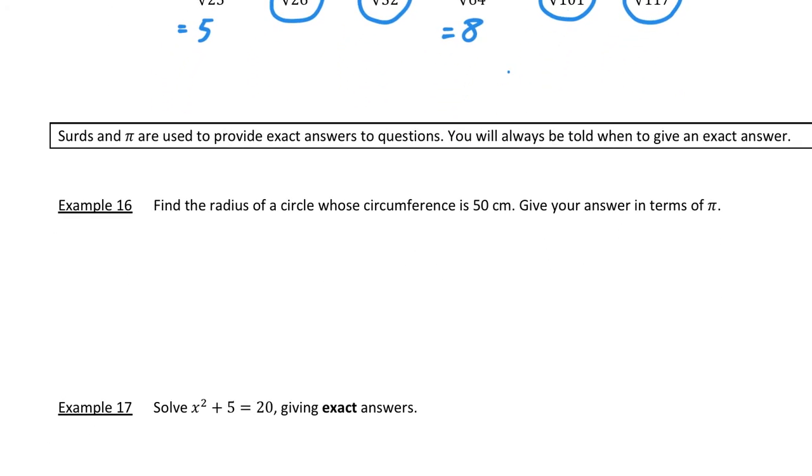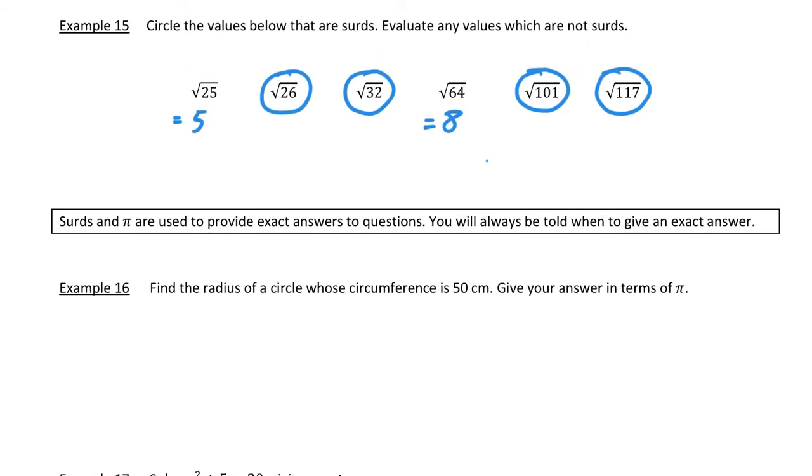This next thing says, surds and pi are used to provide exact answers to questions. So if you use a surd, like here, for example, we had our root of 26. Root of 26, you could work that out to be 5 point whatever it happens to be, but that is taken away from the power of the surd. So the power of the surd is that it's perfect. Root of 26 is the exact answer. So if you use root of 26 as opposed to rounding to a certain number of decimal places, you're keeping your answer more precise, more exact.